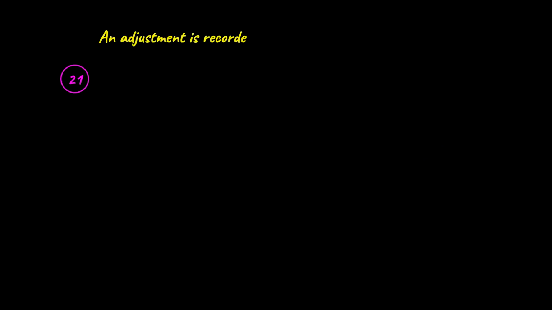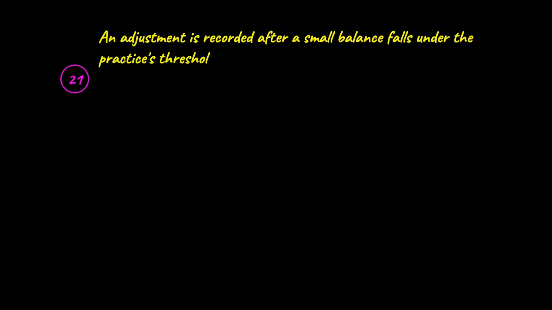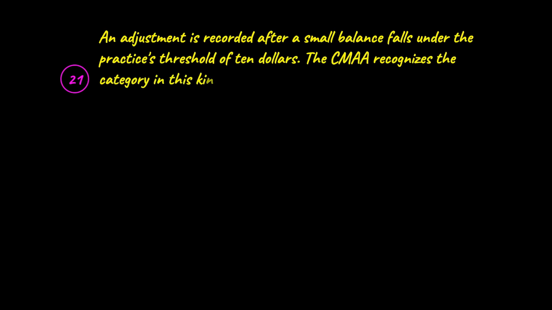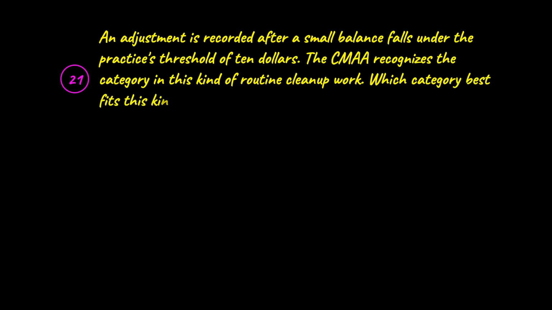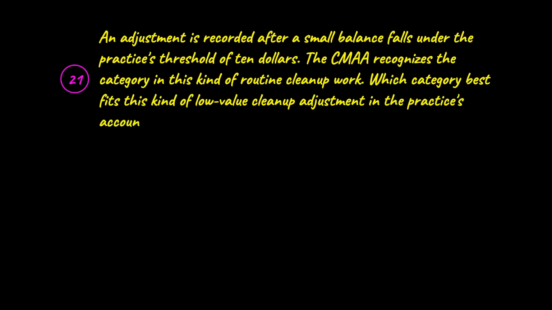Question 21. An adjustment is recorded after a small balance falls under the practice's threshold of $10. The CMAA recognizes the category in this kind of routine cleanup work. Which category best fits this kind of low-value cleanup adjustment in the practice's accounting structure during a reconciliation review today?